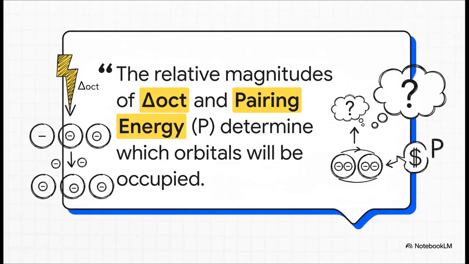All right, so here's where it gets interesting. When you start adding electrons into these new split orbitals, the electrons have a choice to make, and that choice comes down to a competition. Is it easier to jump across that energy gap to an empty orbital upstairs? Or is it easier to just pair up with another electron in a lower orbital, even though electrons hate being paired up? It all depends on the size of that gap.